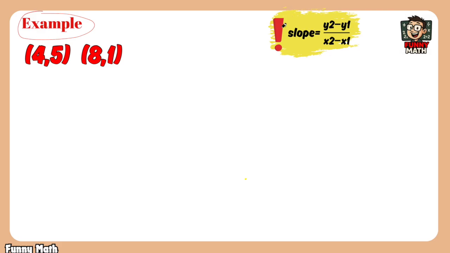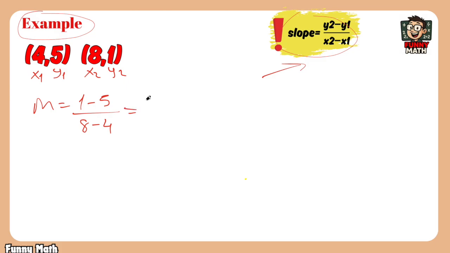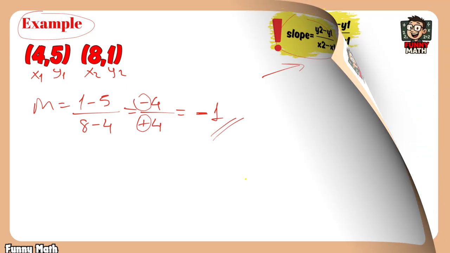Example 2: the points 4, 5, and 8, 1. Using y2 minus y1, 1 minus 5, over x2 minus x1, 8 minus 4, that's minus 4 divided by plus 4, which equals -1. This time, the slope is -1. That means the line is going down as we move to the right.